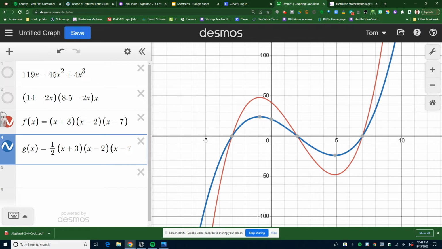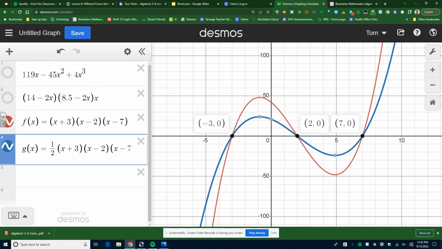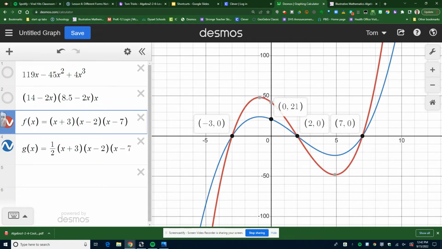Discuss with your group and then type it in. Okay. What does the 1/2 do? And what does it not do? What does not change? The x intercepts. So all three intercepts are the same. So remember what I said? The 1/2, any numerical factor is not going to change where my intercepts are. What does it change? It changes the y-intercept and pretty much every y.